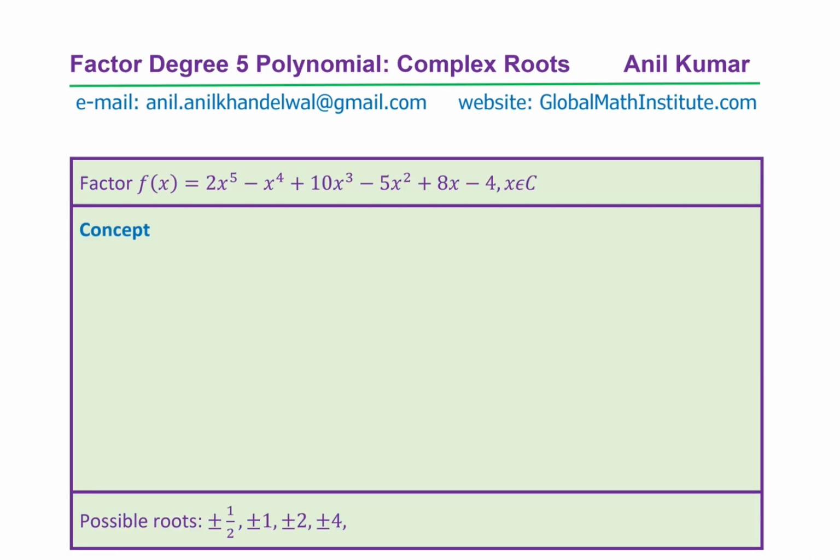Perfect. In this video, I am going to discuss with you the technique of factoring a degree 5 polynomial. This polynomial also has complex roots. The example is to factor the function f of x, which is equal to 2x to the power of 5 minus x to the power of 4 plus 10x cubed minus 5x squared plus 8x minus 4, where x belongs to complex numbers.